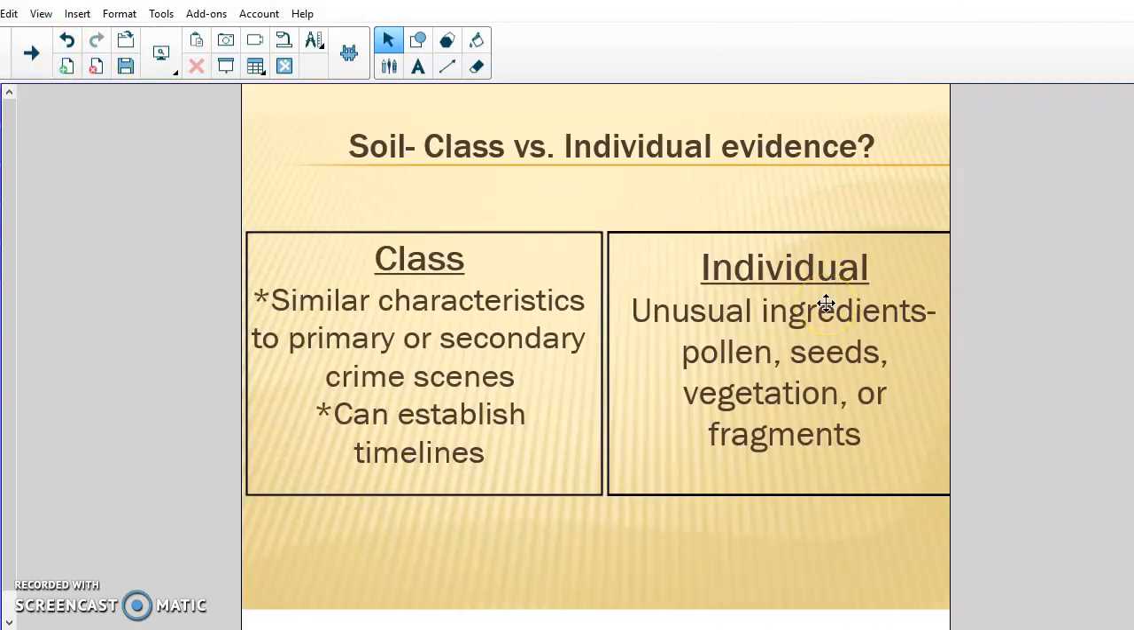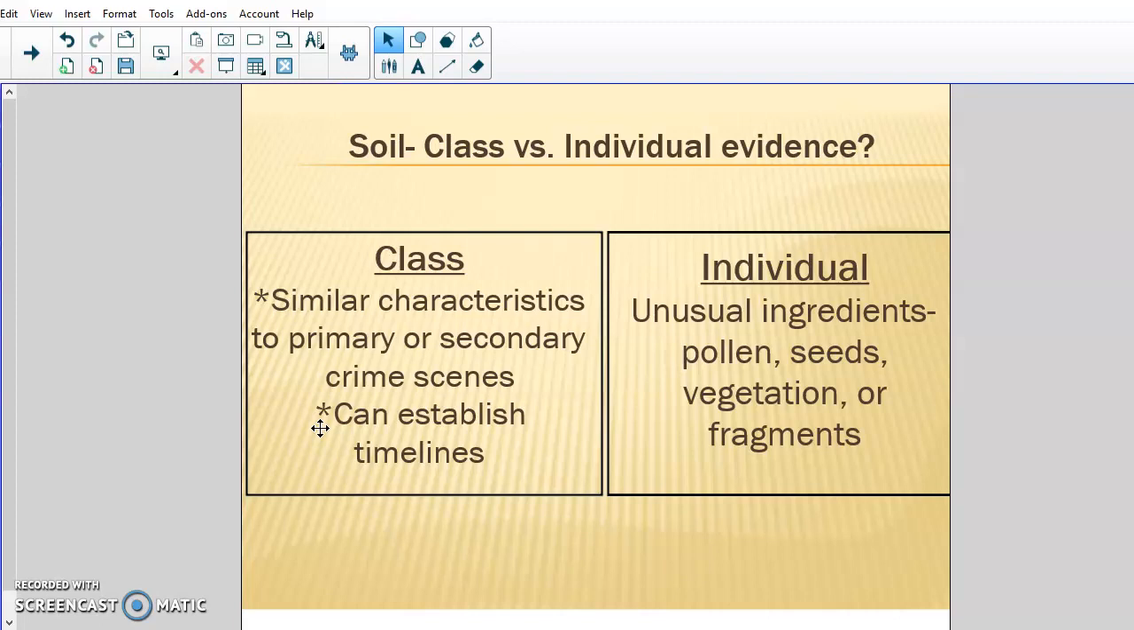So is soil individual or class evidence? It technically could be either. Most of the time it's considered class. Similar characteristics to primary or secondary crime scenes. A lot of times it can help establish timelines. Like if somebody's driving cross country and they have dirt from Arizona, and then there's dirt from say Colorado, and then there's dirt from Minnesota, and it's all kind of clumped on their car in different locations, it can kind of give a feel for the direction that they headed.